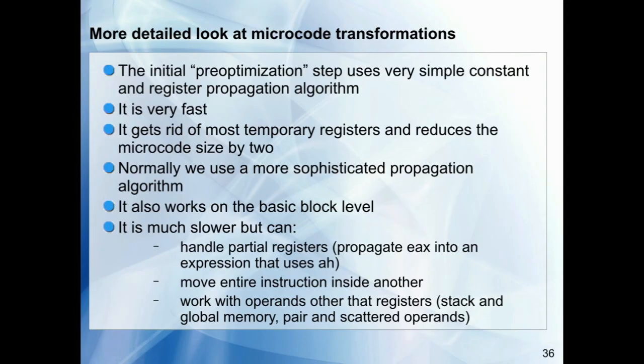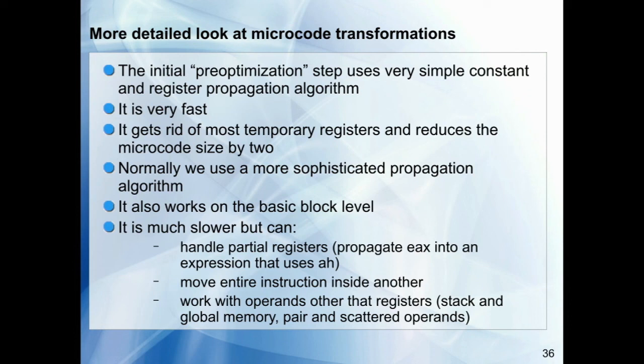Okay, enough of these minor details. Let's talk about what we can do with the microcode and how the decompiler uses the microcode. First of all, as you see, the generated microcode was very verbose. Then we perform the initial pre-optimization step that uses a very simple constant register propagation algorithm. It's very fast and gets rid of most temporary registers, and reduces the microcode by 2 because it also removes unused instructions.